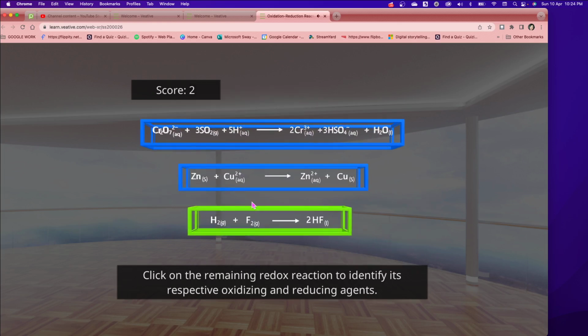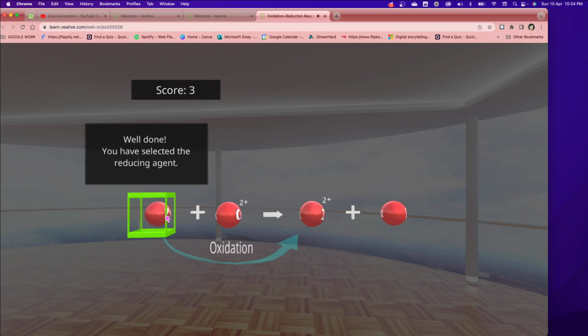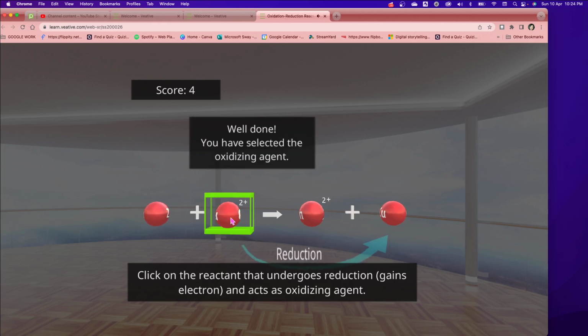Click on the remaining redox reaction to identify its respective oxidizing and reducing agents. Click on the reactant that undergoes oxidation and acts as a reducing agent. Well done! You have selected the reducing agent. Click on the reactant that undergoes reduction, gains electrons, and acts as an oxidizing agent. Well done! You have selected the oxidizing agent.